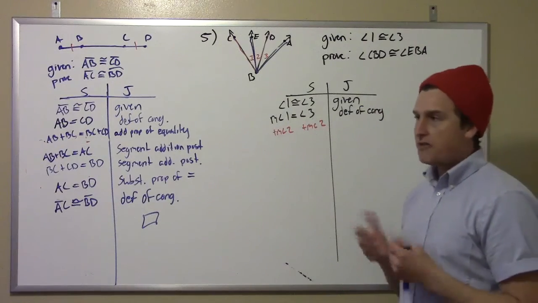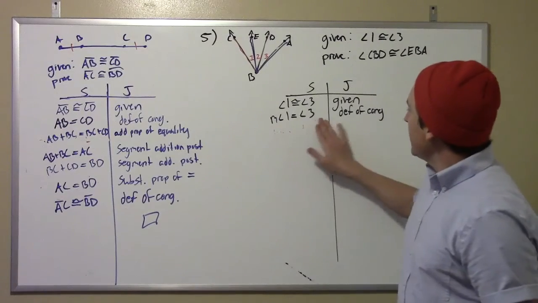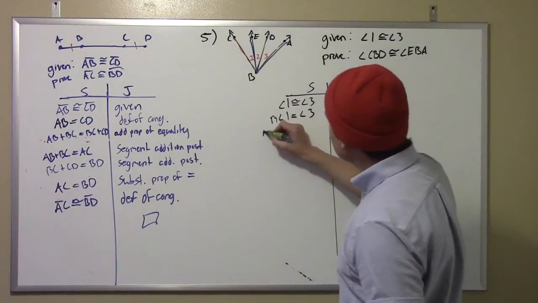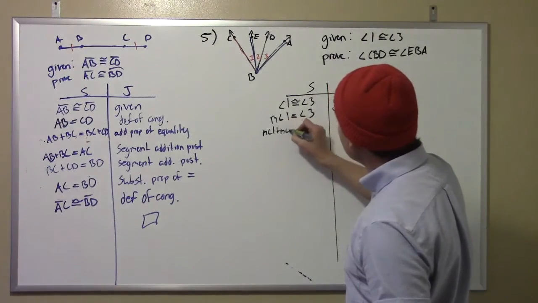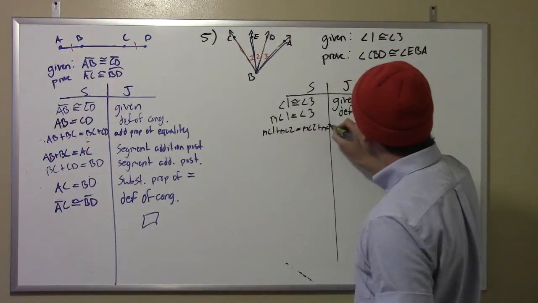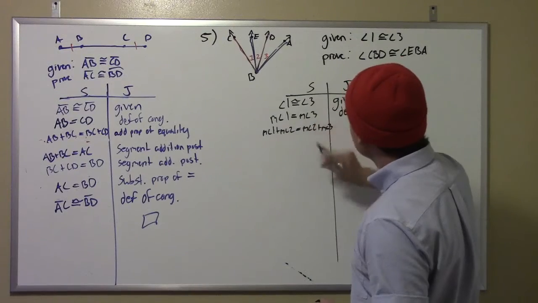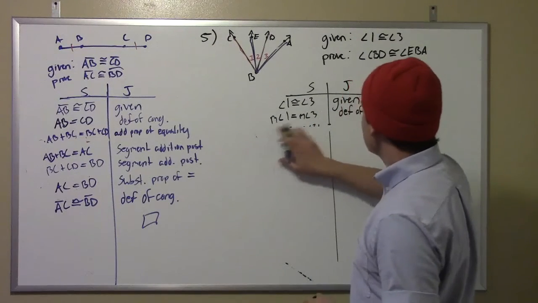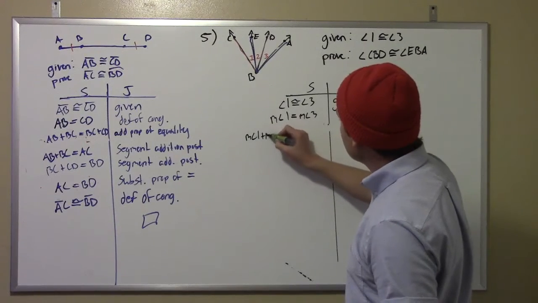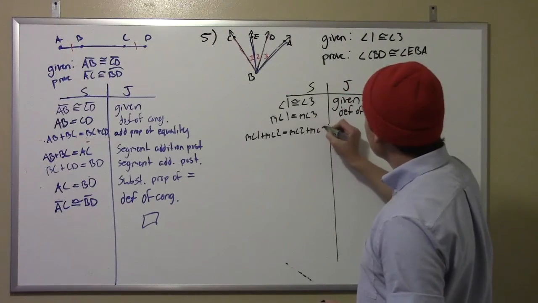There's also maybe other ways to go about proving this. But the next line we're going to have here is the measure of angle 1 plus the measure of angle 2 equals the measure of angle 2 plus the measure of angle 3. Sorry, let me rewrite that so we can fit it all. The measure of angle 1 plus the measure of angle 2 equals the measure of angle 2 plus the measure of angle 3.